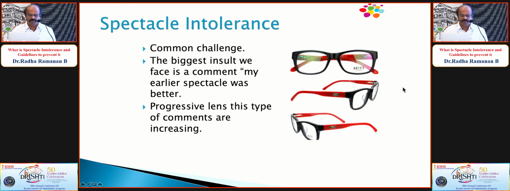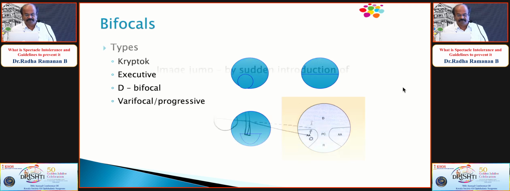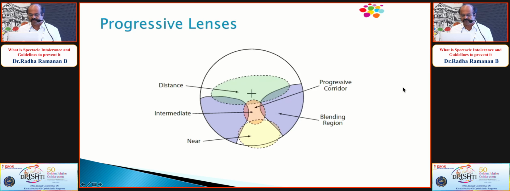And with the introduction of progressive lenses, these complaints are increasing. Like bifocals, you know that there are different types of bifocal, you should know which patient you have to give that particular bifocal, you have to discuss with them, otherwise the patient will come back. One of the problems with the bifocal is the image jump. So they will come and tell that I want only one glass. Most of the people will come and tell you. So you have to explain it properly, and you have to encourage them to use it. You have to tell them this is a natural thing. This is not actually a problem.